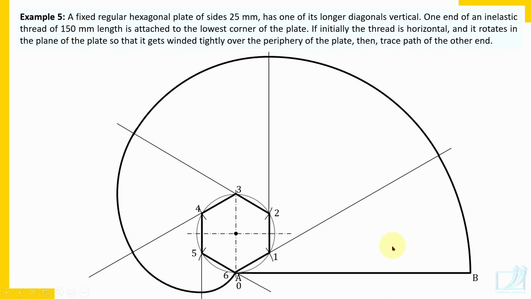Now what is the name of the curve? Remember, it's not an involute. But there is a term used for this, involute of a hexagon. Not a true involute. It is the involute of a hexagon. So this is how you can draw the involute of a square, the involute of a triangle, or the involute of any other shape. Insert all given dimensions: 150 mm length of the wire and 25 mm length of the edges.